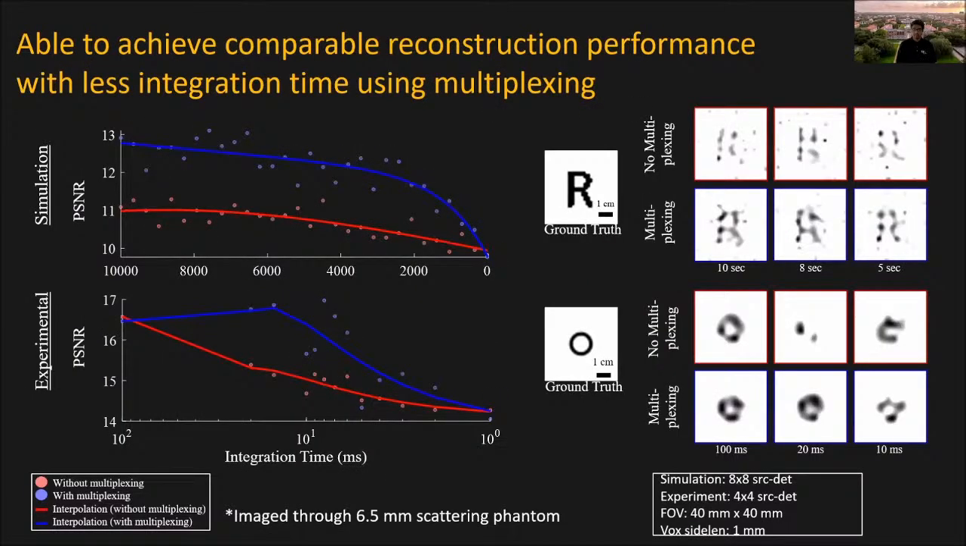Next, we wanted to show the benefit multiplexing had on acquisition time. Shown on the left are plots indicating the PSNR of an image reconstruction through scattering media with different integration times. You can see with multiplexing, the PSNR is improved at smaller integration times and thus smaller acquisition times, demonstrating the benefit of multiplexing measurements versus scanning them individually. On the right are corresponding image reconstructions at different integration times.